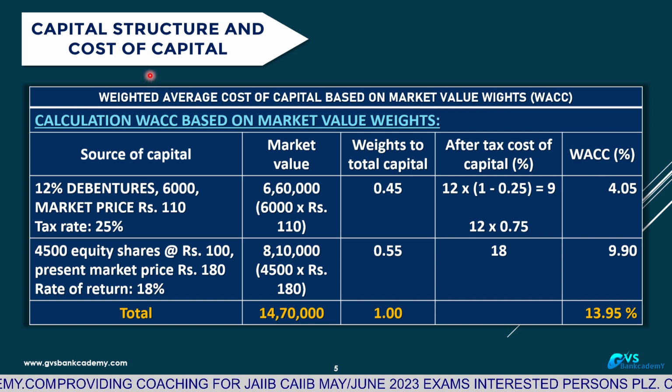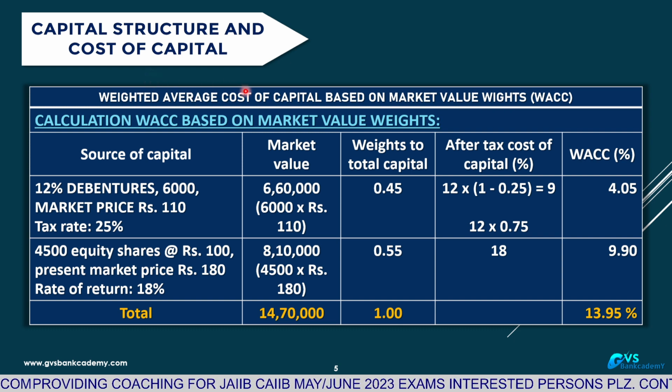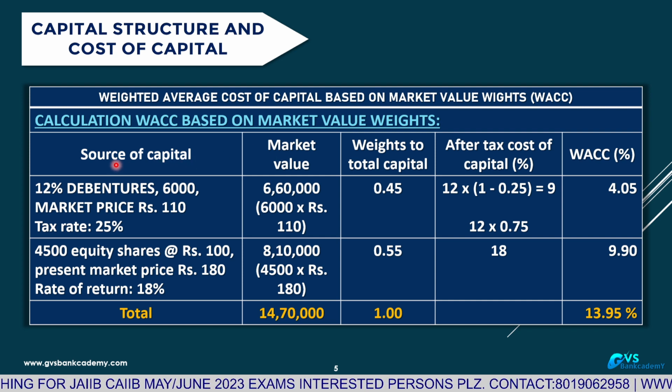In the earlier problem we saw book value. Now this is market value weights. We have taken the market value of the debentures and the market value of the shares, and accordingly we have calculated weights. Then share capital and 12% debentures. On the debentures they are paying 12%.